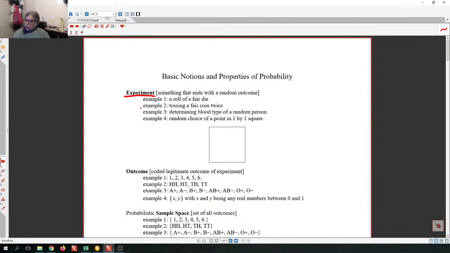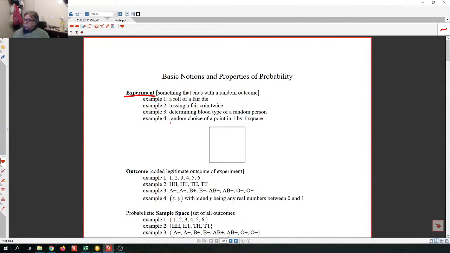So I have a few examples of what that could be. A roll of a fair die, for example. It will end up with a random outcome. Tossing of a fair coin, you can do it once, twice, or three times. My example here is tossing a fair coin twice. Determining the blood type of a random person, so if you're doing a random blood test.